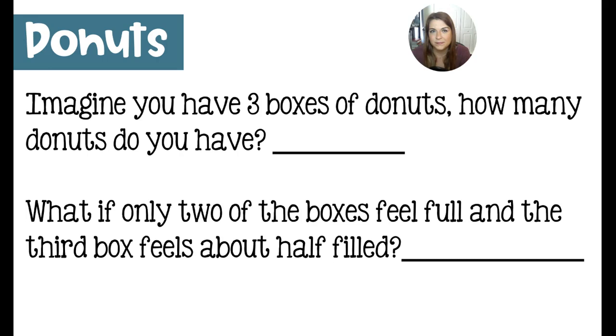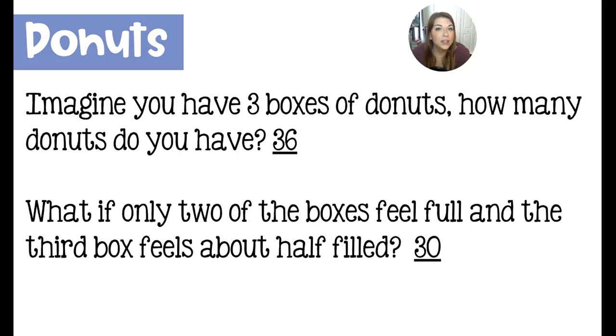And then if only 2 of the boxes were full, but one of them felt like maybe it was half filled, how many donuts would you have in that case? Well, the answer to the first question is 36, because 12 donuts per box at 3 boxes gives you 12 times 3, which is 36. Secondly, you would have 2 full boxes, so 12 times 2 is 24, plus a third box that felt about half full, so probably another 6 more. 24 plus 6 gives you 30.